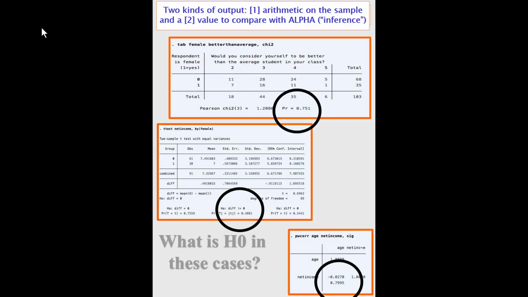Second bit is, number one, if you are approached by a new statistical test, try to figure out what H0 is. Number two is, make sure that you know where to look for the actual conclusion.